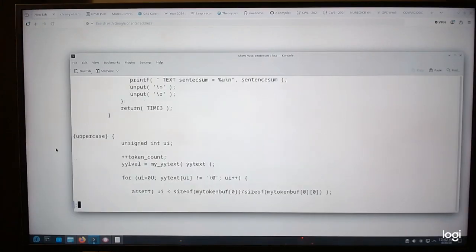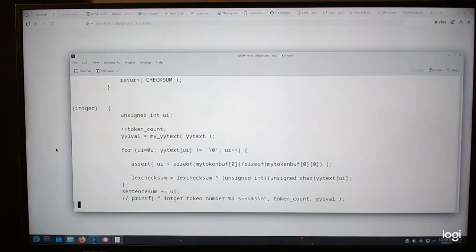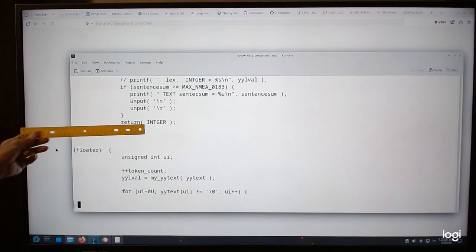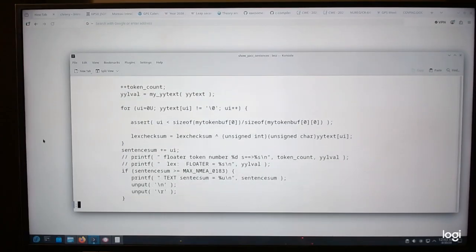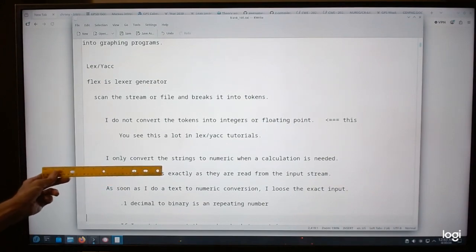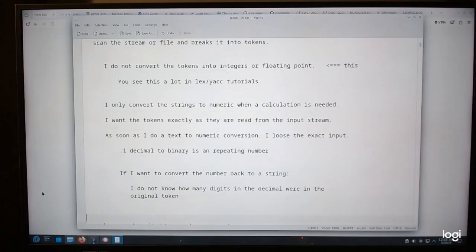I wanted to bring this to your attention because you'll see this in those tutorials. If they've got an integer, they'll convert it over to an integer and send that over to the parser. But I do not do that. Let me get back to my notes. I only convert those strings to numeric whenever a calculation is needed. Otherwise, let me show you why that is.